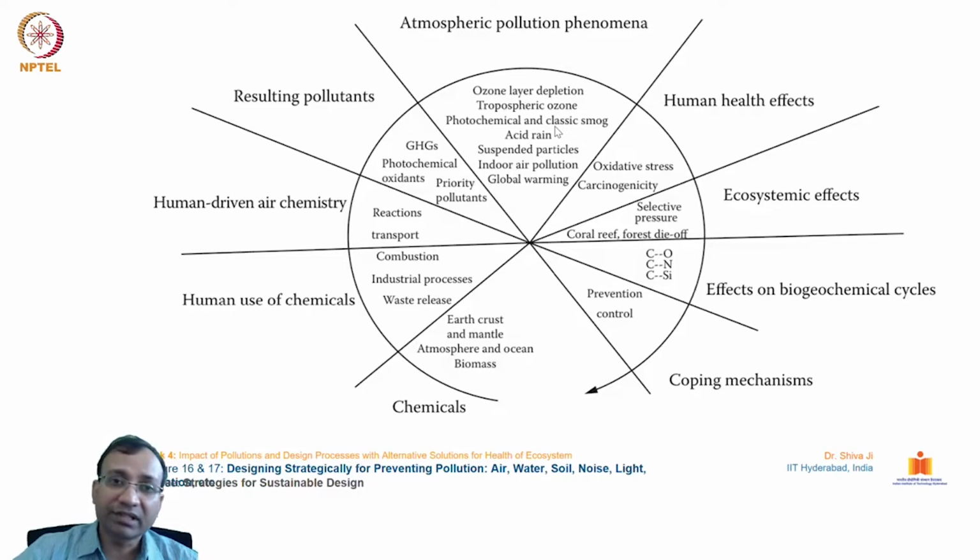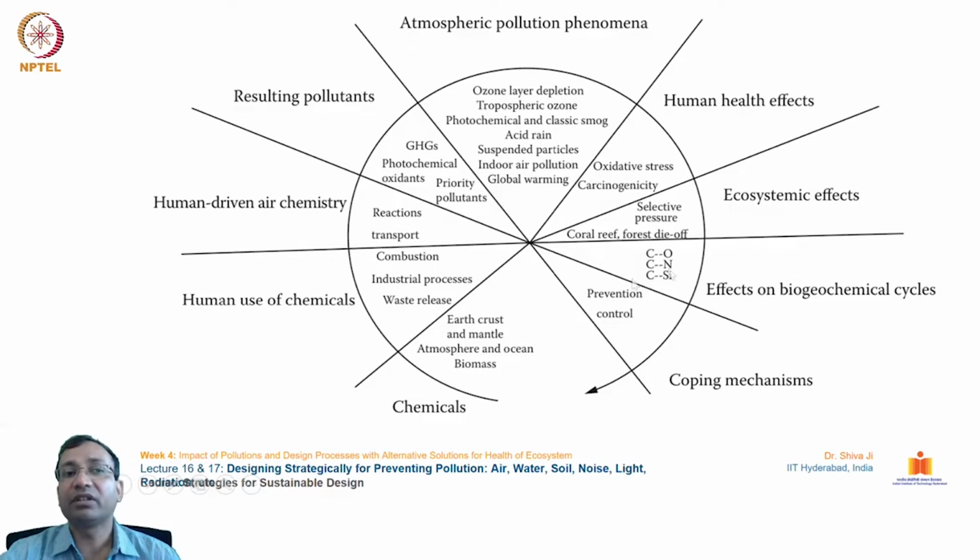And if you see the ecosystemic effects, they create selective pressure, they cause damage to coral reefs, they cause damage to forests. It causes several forests and huge swaths of green vegetation areas to simply die off. So there are several kinds of effects we can see here, from a normal human being to the animal world, or even the vegetation world, there is so much effect happening.